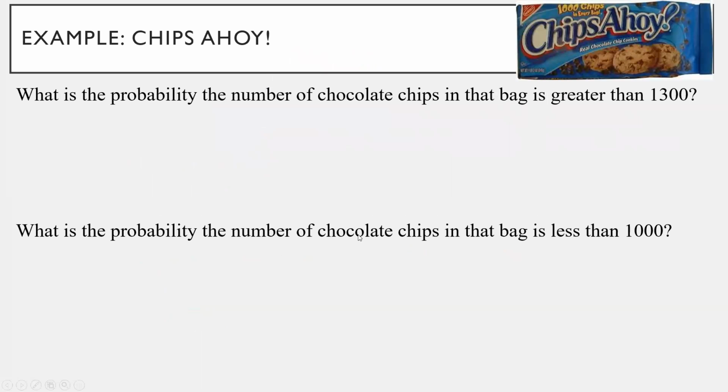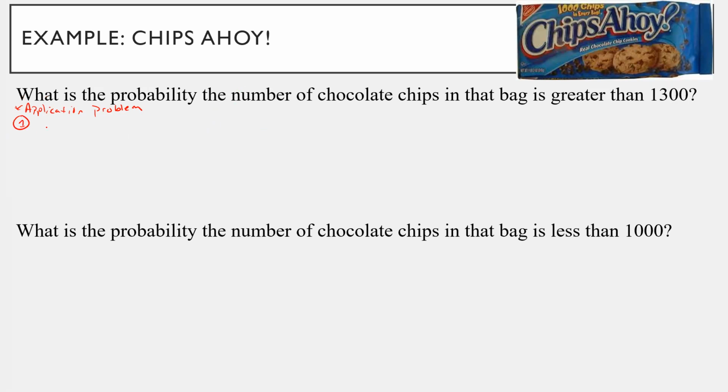All right, so here are the 2 problems that I have with this. What is the probability the number of chocolate chips in the bag is greater than 1,300? So you get like a super bag. So this right here, this is an application problem. Okay, did I give you a 4-step process for solving this last class? Okay, yeah, all right.